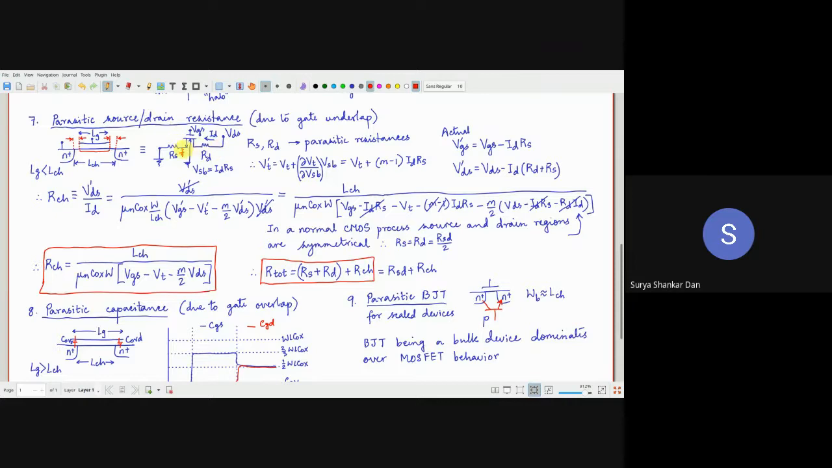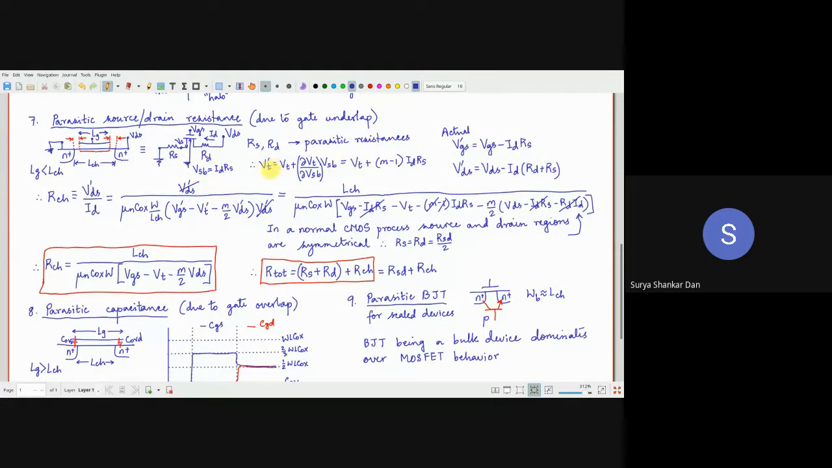We actually wanted this source to be grounded. Then we would think that since we have put the body to the ground and apparently the source is also grounded, VSB will be 0, so we can ignore all this body effect. Unfortunately, this is not so. You have applied ground on this side, so what is the VSB? This is going to be your VS voltage. So VSB will be equal to ID into RS.